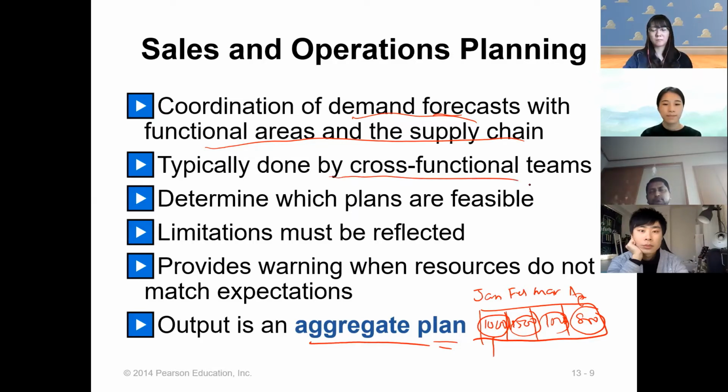And it is cross-functional because we are talking about the purchasing department needing to source the materials, and maintenance should make sure that they have the equipment ready. Basically, it must be coordinated throughout the departments. And you are going to determine which plans are feasible, and limitations must also be shown here. For example, we cannot produce 1,000, our capacity is probably 800.